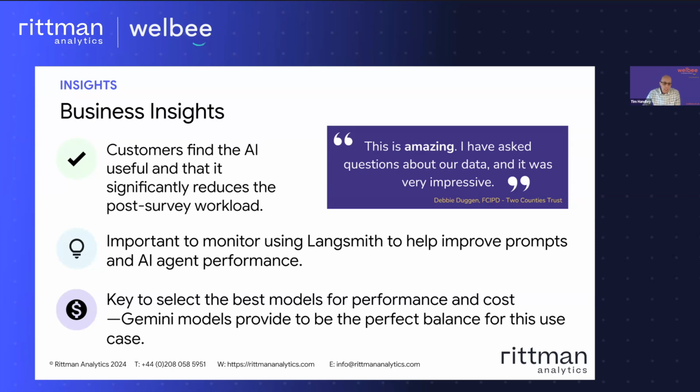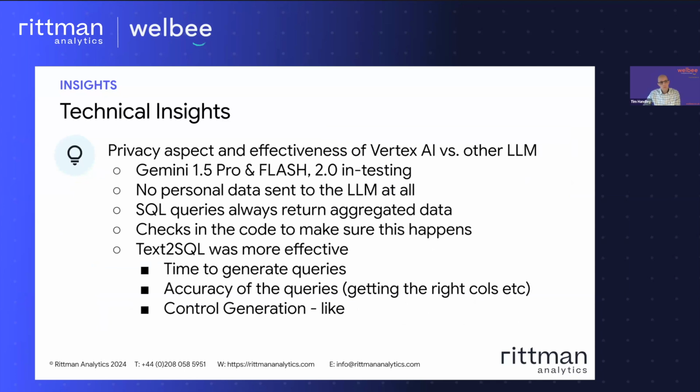It was also key to select the best models for performance and cost. We did lots of Q&A and experimentation between OpenAI, Claude, and Google's models, Gemini. And we found that Gemini, between 1.5 Pro, 1.5 Flash, and now a bit of 2.0 Flash, performed better. We had the perfect balance of cost and performance, and the OpenAI models were slower and nowhere near as accurate with probably the same prompts that we were offering. So it's really important to select those.